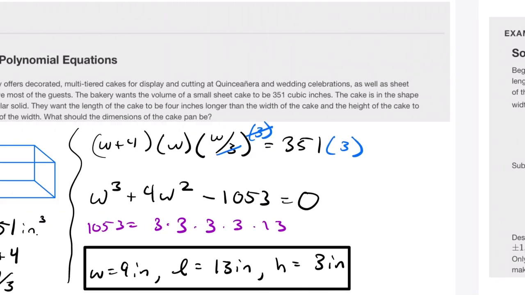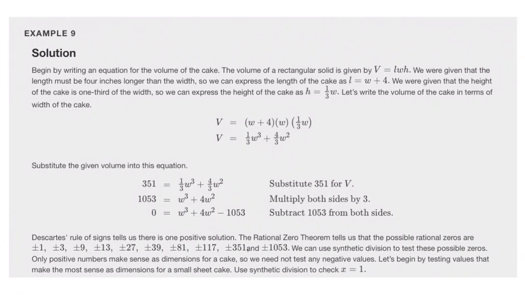Let's kind of investigate the way the book did it. So I think they started out similar to what we did. Length times width times the height. We got that same thing. And then they want the volume to equal 351. So then they created one equation and one unknown. They set it to 0 and solved. Descartes rule of signs tells us that there is one positive solution. The rational 0 theorem tells us the possible rational zeros. Now that's what we just didn't write out because I just didn't feel like doing all of it. We had it factored though, like the 1053.